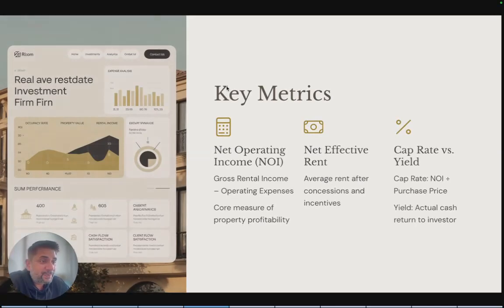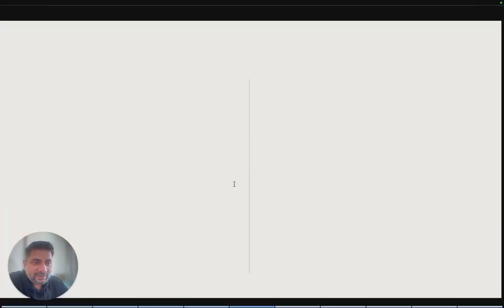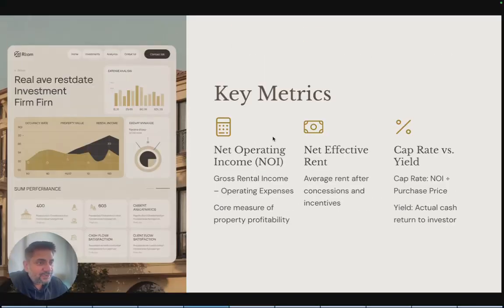Starting with net operating income, NOI. It is gross rental income minus operating expenses, excluding the debt service and taxes. This is the core measure of a property's profitability. So next is net effective rent.